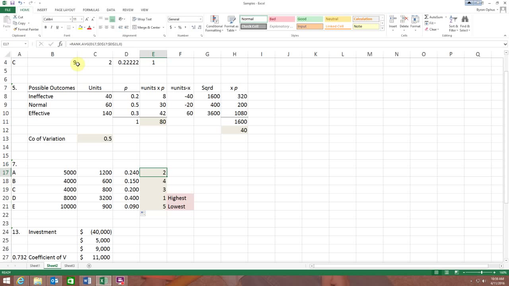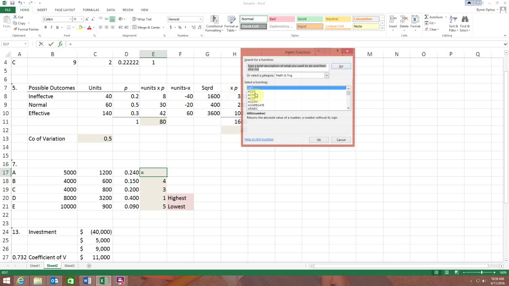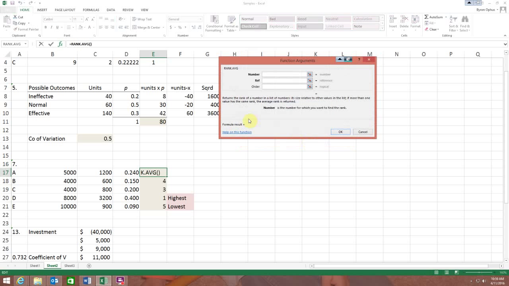It's kind of cool. I'll just hit delete, and let's see if we can come up here. I believe that's a statistical function. RANK.AVG, right there, returns the rank of a number in a list of numbers, its size relative to other values in the list. If more than one value has the same rank, the average rank is returned. That's why it's called average, because if two of these were the same, it would make each like 3.5 versus one being 3 and one being 4. And I don't want that.